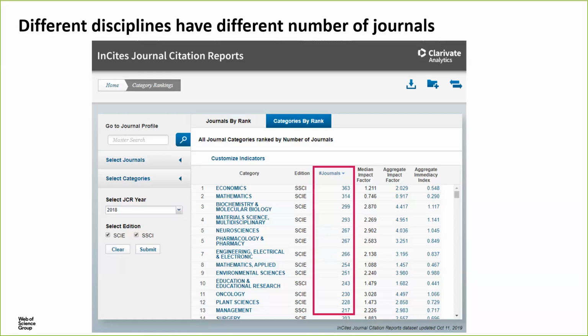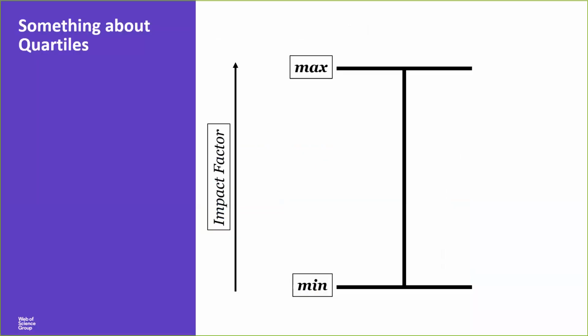So why does this number of journals matter? Because this is how we determine the quartiles for that subject category of journals. Okay? So let's say, for example, in one subject category or one discipline, let's say in medicine, there are 100 journals. We will rank the 100 journals in terms of impact factor, with the highest impact factor at the top and the lowest impact factor at the bottom.